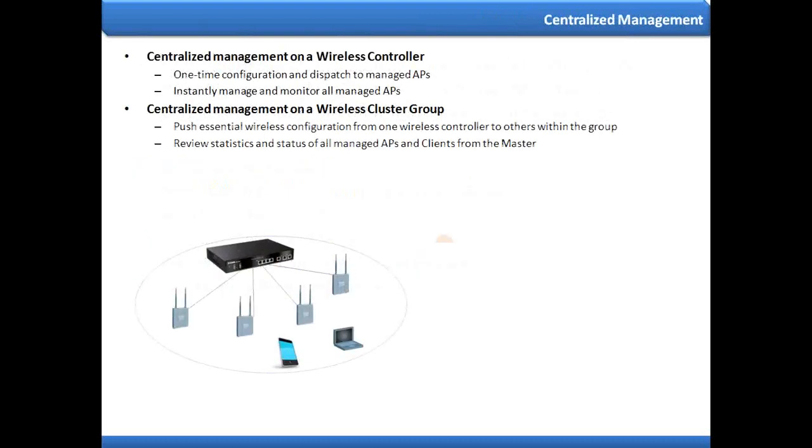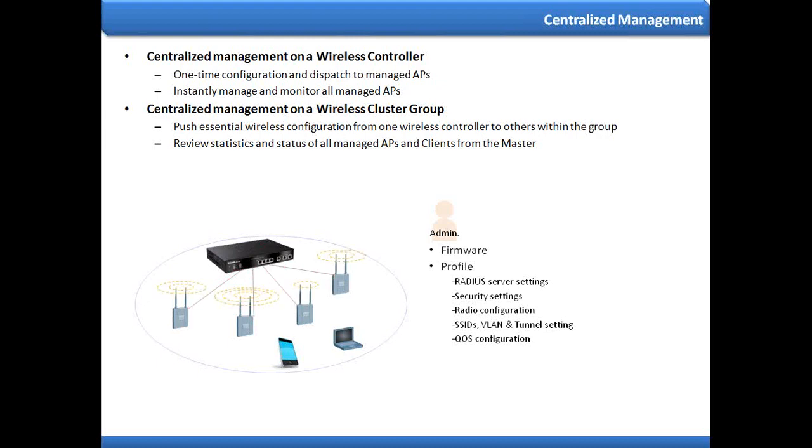So if we take a look at centralized management, what does that mean? It means one-time configuration and dispatch for all your managed access points. This could mean firmware, a profile, i.e. your security or RADIUS server settings, radio configuration, what SSIDs are currently being broadcast, and also quality of service and authentication. When you configure that on a wireless controller, it dispatches it to all connected access points, meaning you do not need to go to every single access point and configure each individually.